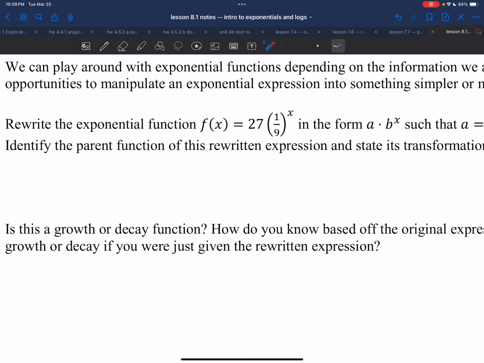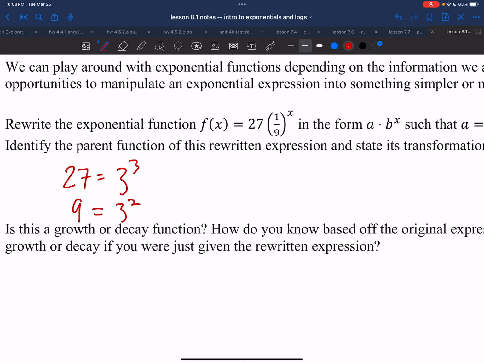I say, look, think about 9, think about 27. Think about exponents, right? What's special about 27? Well, 27 is 3 cubed. Okay, great. What's special about 9? Well, 9 is 3 squared.